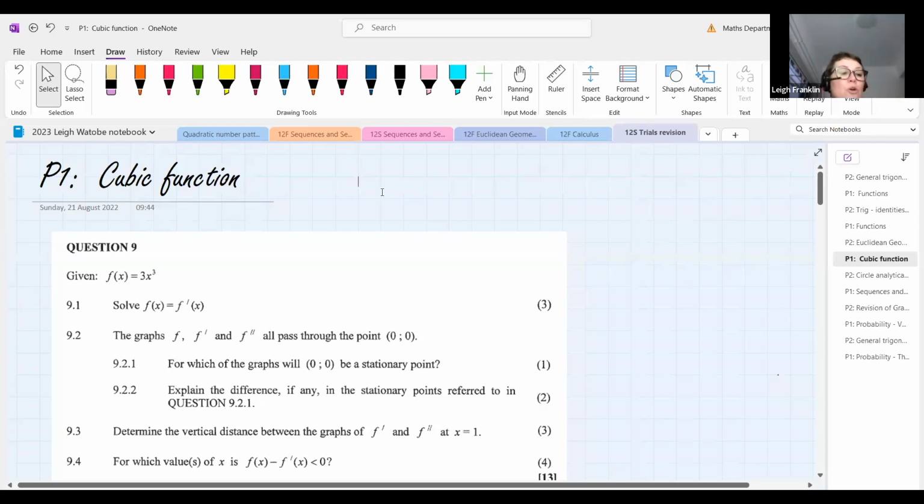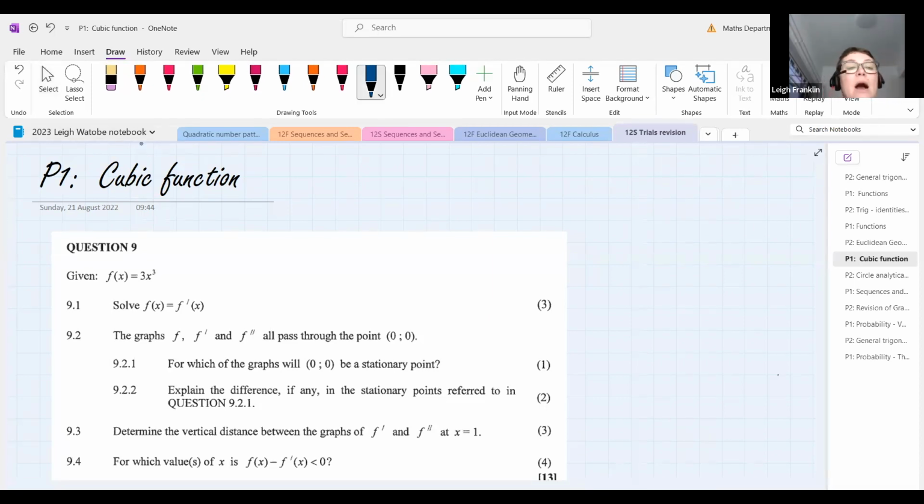Okay, so question 9, they don't give us much. They just say to us, given f of x equals 3x cubed. So this was one year in finals where they decided to ask the cubic function a little bit differently. They didn't ask all the usual questions, like where is it concave up or concave down, or calculate the coordinates of the turning points, which is the stuff they usually do. This year, they decided to be a little bit mean to everybody. So that's why it's a nice, more difficult question for us.